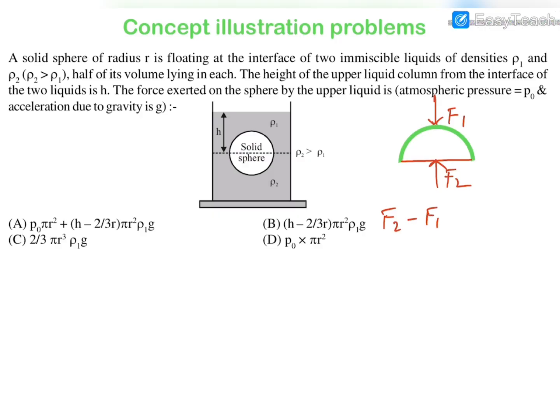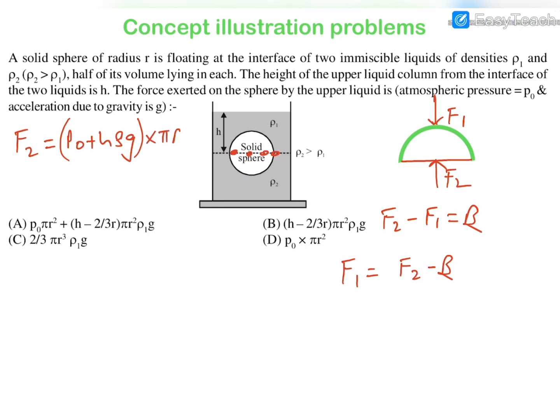We are just imagining this situation. So F1 would be equal to F2 minus buoyancy, and F2 will be the pressure at these points into the area of the base. Now at these points pressure would be P0 plus H rho G, and the base area is pi r square, so F2 will be this into pi r square, and buoyancy will be the volume of sphere inside the upper liquid. It is 2 by 3 pi r cube into rho 1 into G.